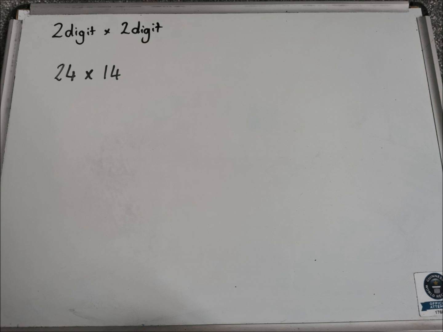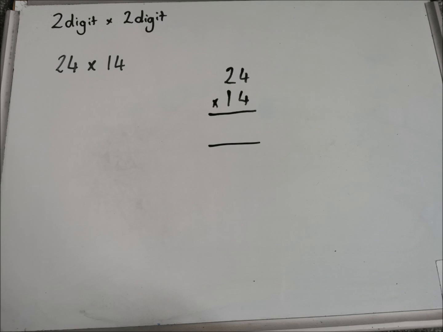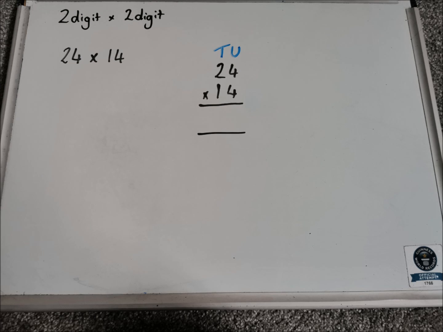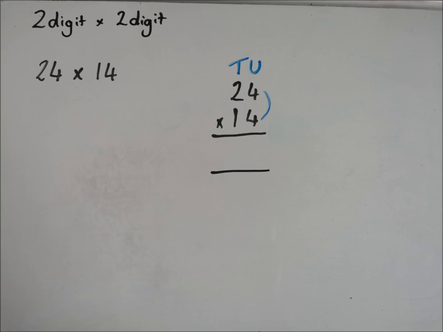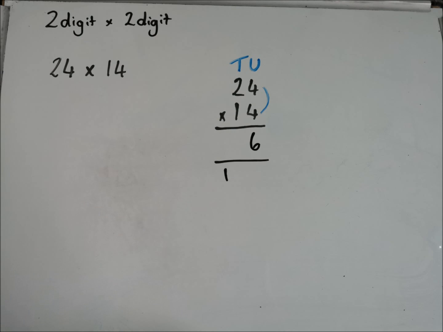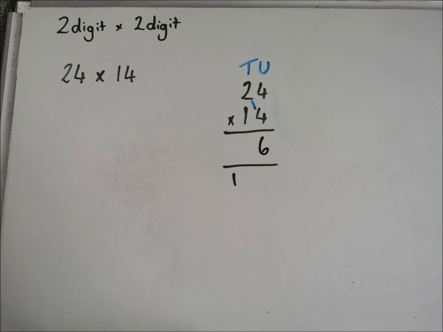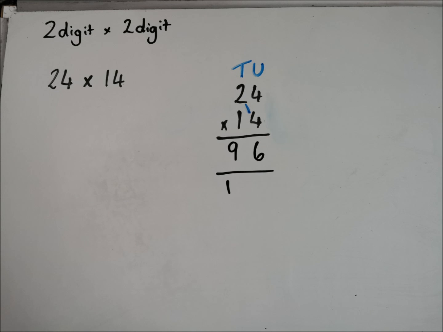So imagine this time we've got 24 multiplied by 14. We set the sum out in a similar way. We've got 24, 14 underneath, nice tens and units columns there. We start the sum in the same way. We do 4 multiplied by 4, that's the units column, and we pop in 16 as our answer. The next step is the 4 multiplied by 2 again, that sort of diagonal sum there. So 2 multiplied by 4 is 8, add the 1 on from down the bottom and we get 9, so 96 for the first part of the sum.